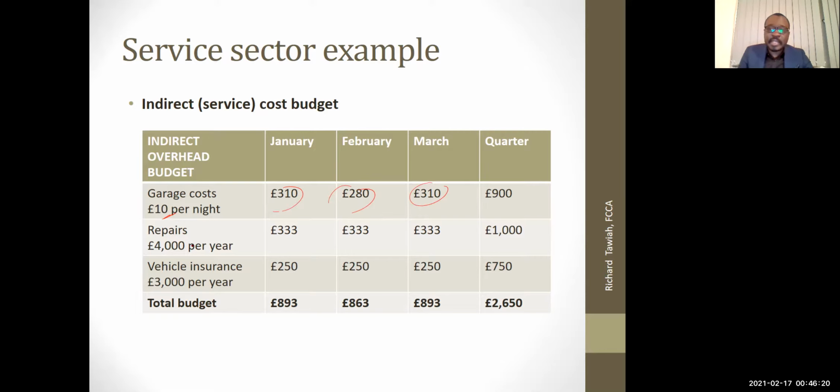Repairs is 4,000 per year, that's what we were given. So to get the figure per month, we divide this by 12, which gives 333.33. When you add them up, you get 999.99, so round it up to the nearest whole number and you get 1,000. Insurance per year is 3,000 for the whole 12 months, so we divide again by 12, and we get a total of 750. Sum them up and get the indirect service cost, which gives us 893 throughout.